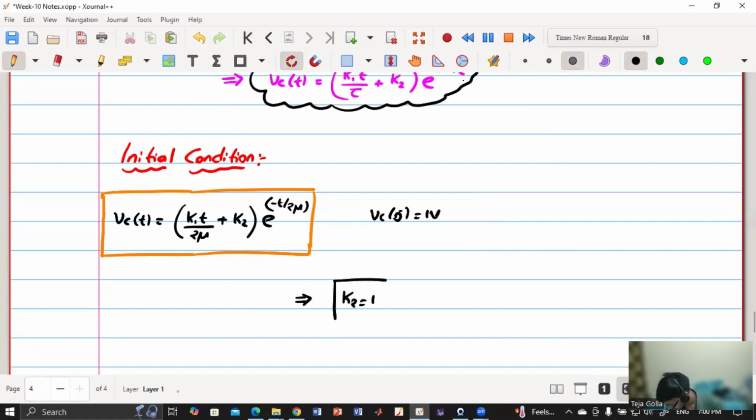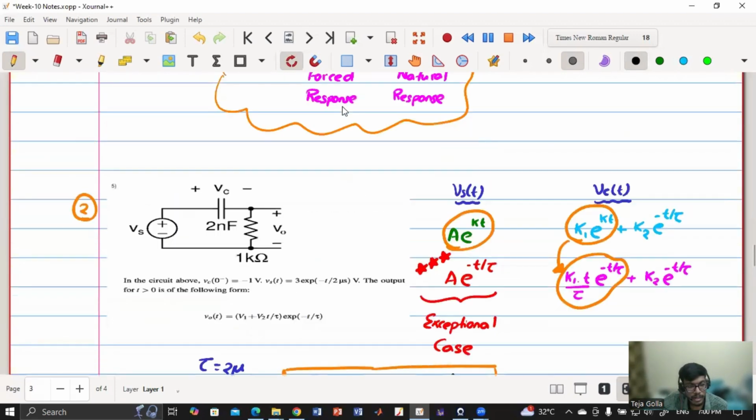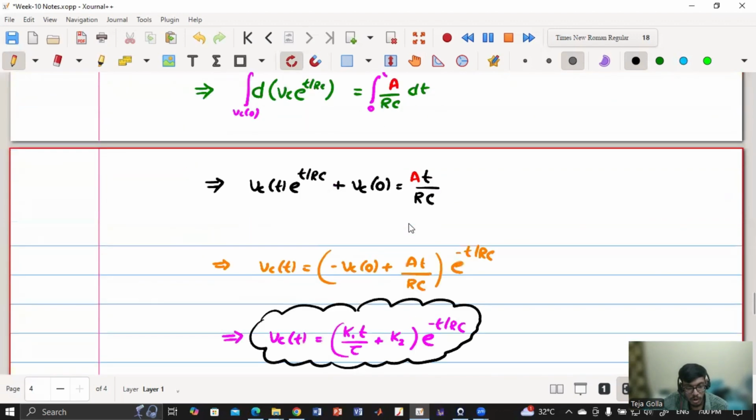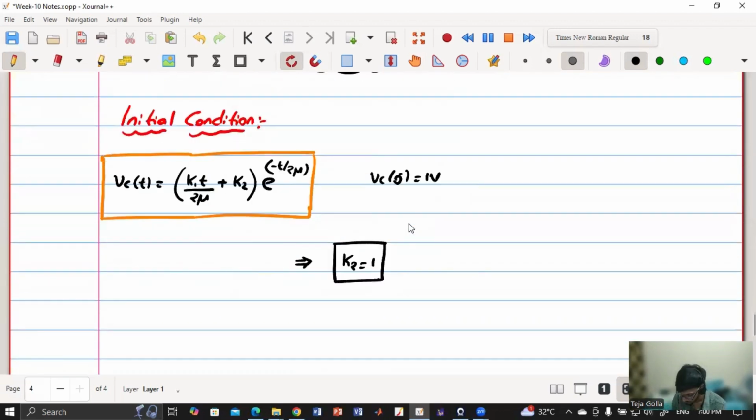So this is the equation that we got. So now let us go back and see, I'm sorry, Vc of 0, they have given minus 1, not 1. I'm sorry. So this is minus 1, so K2 equal to minus 1. So Vc of 0 is minus 1 volt. So we got K2 is equals to 1 volt. Okay. So now the initial condition is done.